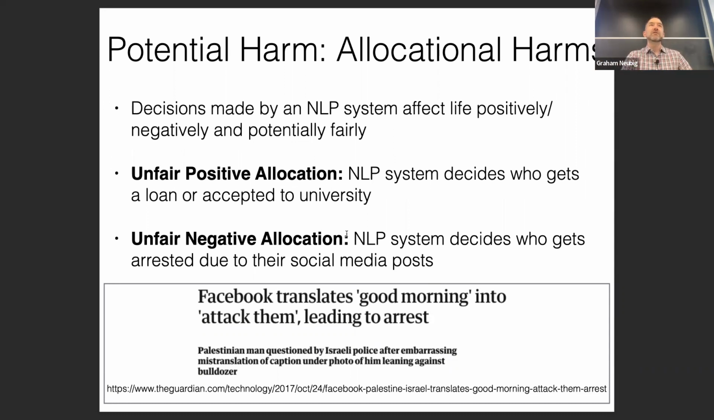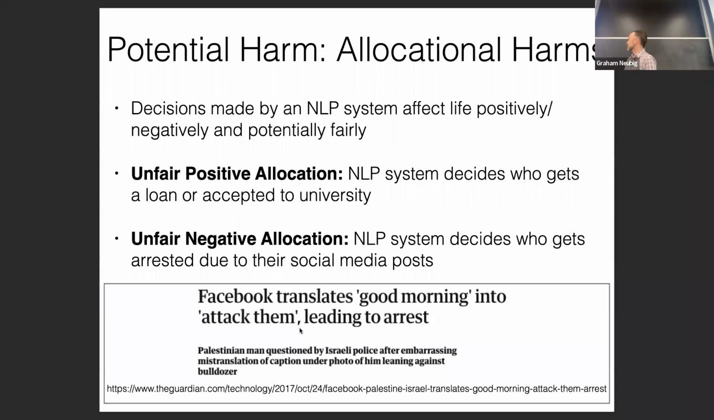So, again, another example of unfair negative allocation. Let's say we have an NLP system deciding who to arrest because they might be dangerous. Number one, that's probably a bad idea in the first place, according to my personal opinion. There are better criteria, like whether that person is actually going to commit a crime or did commit a crime. That is a good reason to arrest somebody. But a very bad idea for arresting somebody is because Facebook translated good morning incorrectly into attack them. And then somebody actually got arrested for this.